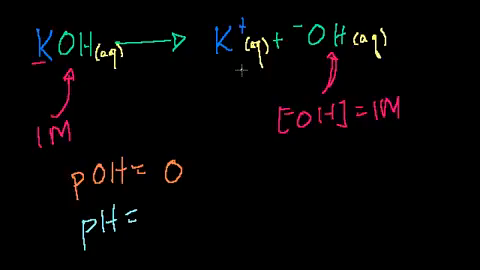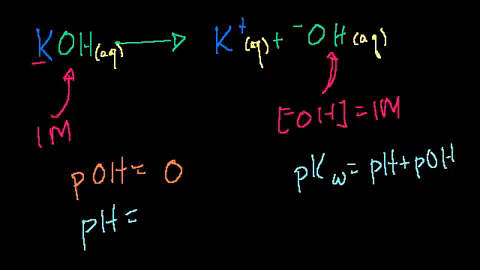But you're like, well, how do I measure it? Well, you remember, at 25 degrees Celsius, the equilibrium constant of water is equal to the pH plus the pOH. We showed that at the beginning of the video. So 14 is equal to your pH plus 0. That's our pOH in this case. So our pH is 14.